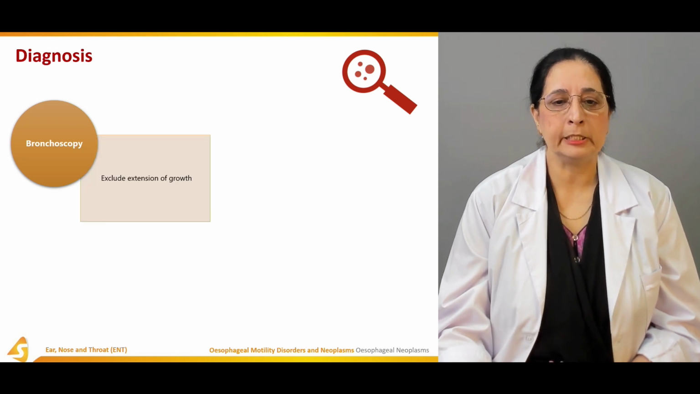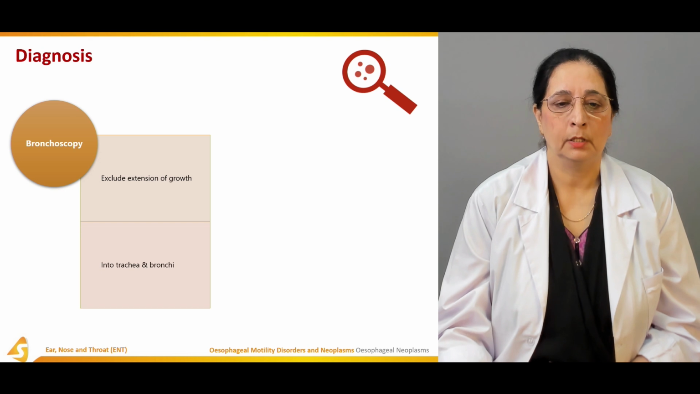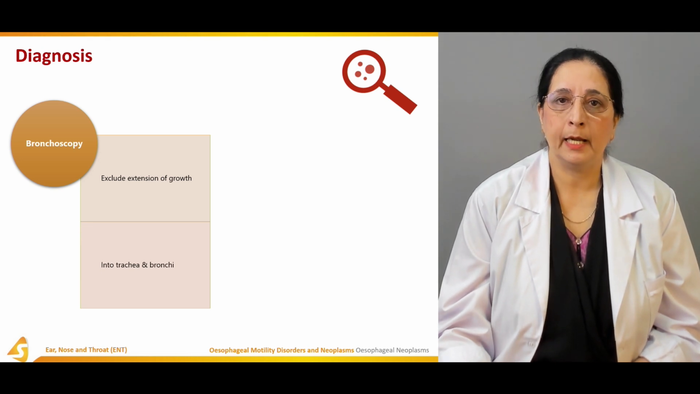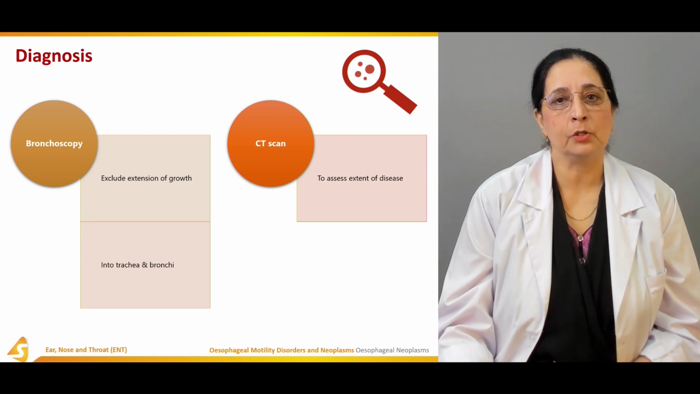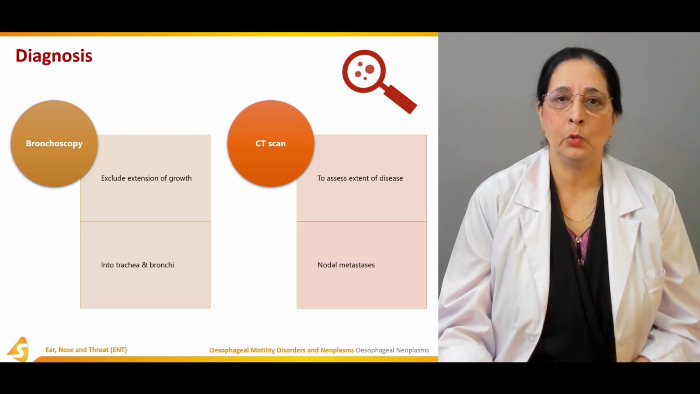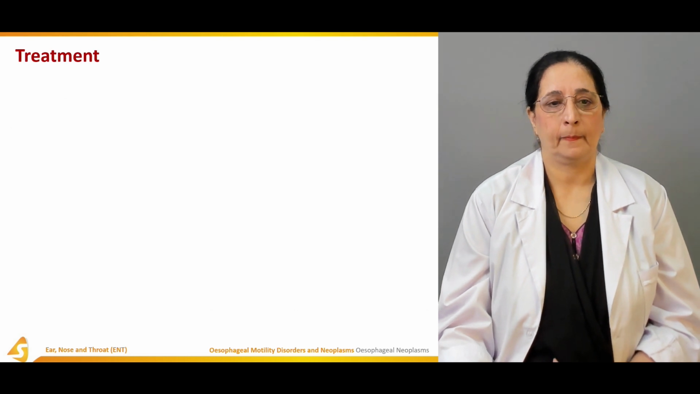Bronchoscopy excludes extension of growth into the trachea and bronchi. CT scan is done to assess the extent of disease and then nodal metastasis.